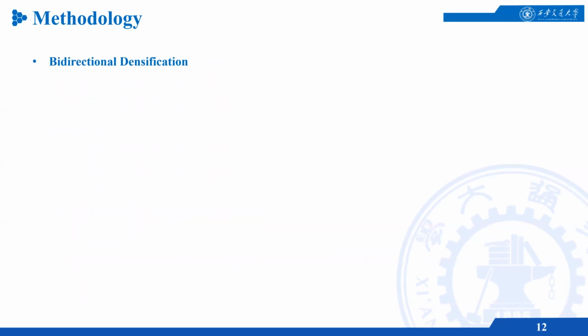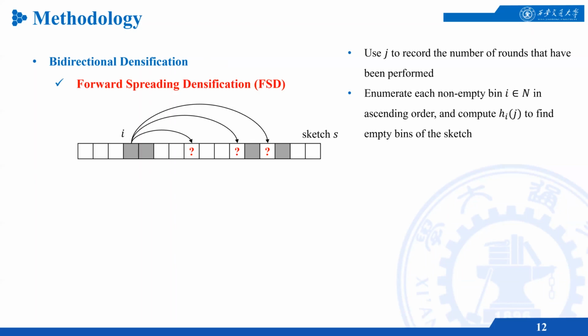Therefore, based on the reversible permutation functions, we propose 3 densification strategies. The first strategy is called forward spreading densification. We use the parameter g to record the number of runs that have been performed. Then we enumerate each non-empty bin i in the set of non-empty bins in ascending order and compute hij to find empty bins of the sketch.